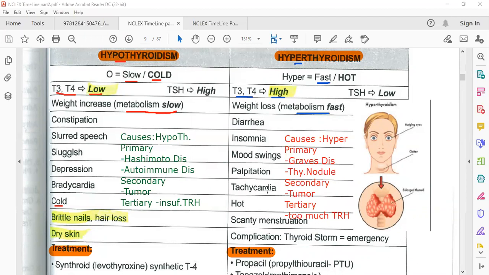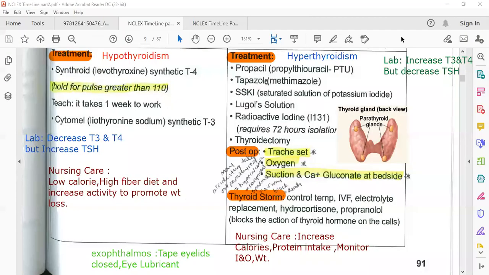These are the most common signs and symptoms of hyperthyroidism. So now the question comes: what are the treatment options and what are the laboratory tests? So what are the treatment options? First of all, hypothyroidism.